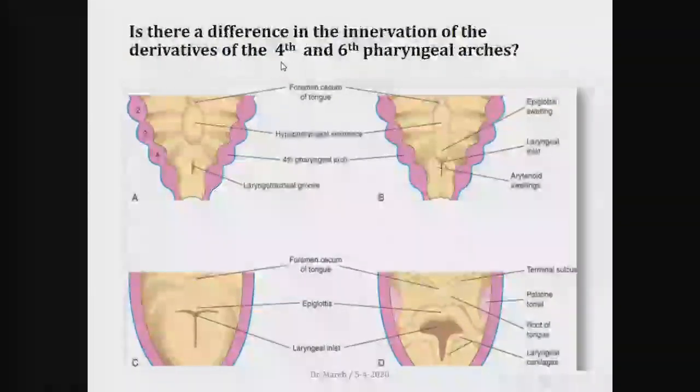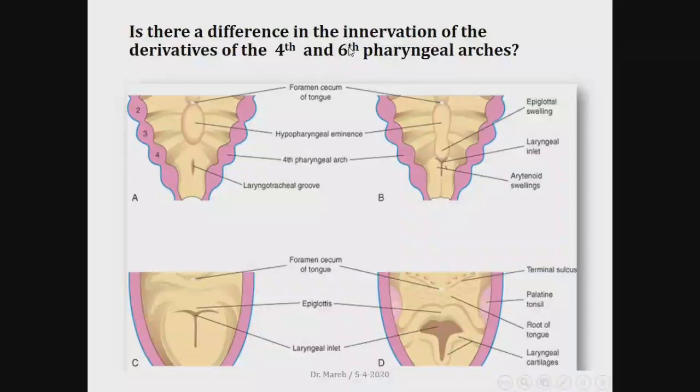The derivatives of the fourth pharyngeal arch are different from the derivatives of the sixth pharyngeal arch by innervation. Those derived from the fourth are supplied by the superior laryngeal nerve, while those derived from the sixth give the laryngeal inlet its characteristic adult shape.